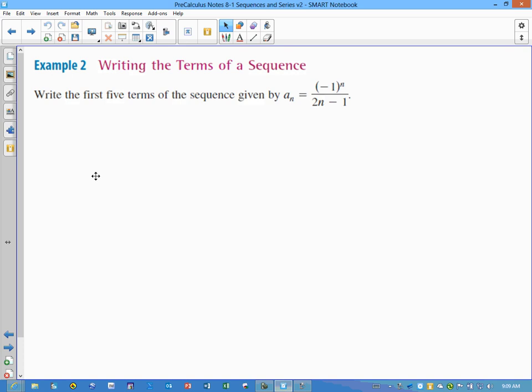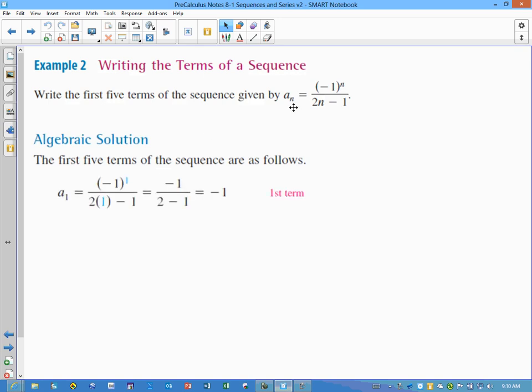So let's look at an example where they want us to write the first 5 terms of the sequence given by this formula for the general term. A sub n being this formula means that is a general term. So to find the first 5 terms, I simply use n equals 1, n equals 2, all the way up through n equals 5. So the first one, then this is our algebraic approach. We're going to substitute 1 for n, so it's going to be negative 1 to the first power over 2 times 1 minus 1. When we clean that up, we get negative 1, and that is our first term. Since n equals 1, that's our nth term, is our first term.